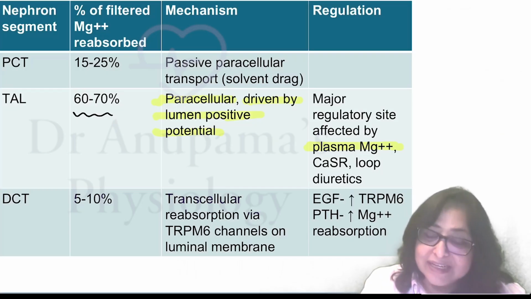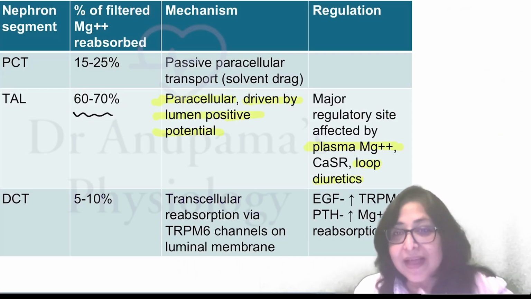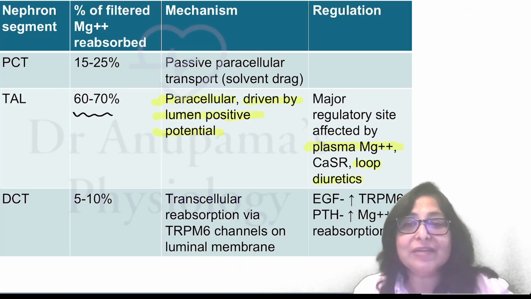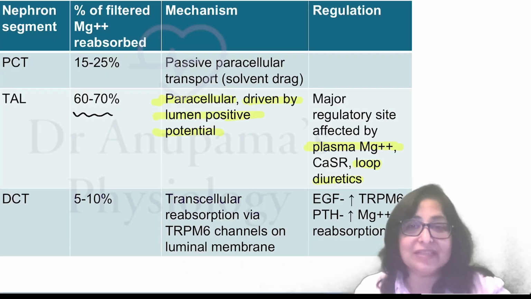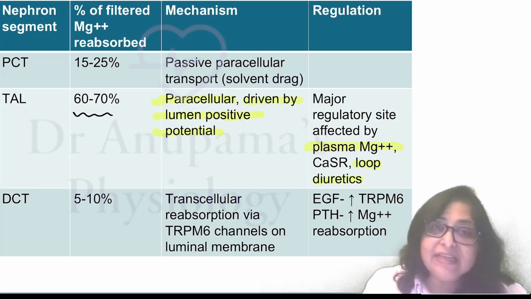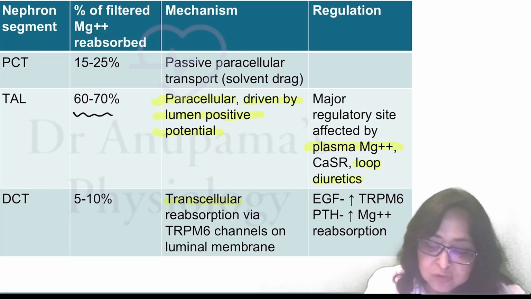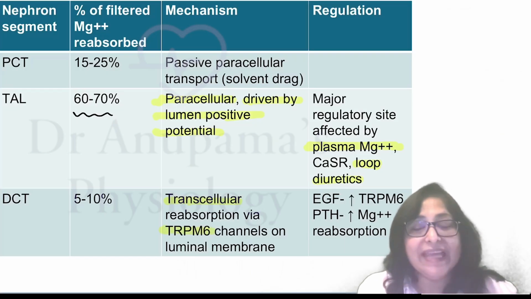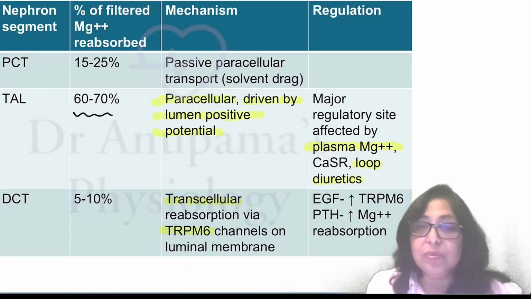The loop diuretics will also cause decreased reabsorption of sodium-potassium chloride. Again, that positive potential created by potassium will not be there. Calcium and magnesium will be lost in the urine. In the DCT, another 5 to 10% of magnesium is going to be reabsorbed. This is a transcellular reabsorption with the help of a channel which is known as TRPM6, transient receptor potential M6 channel.